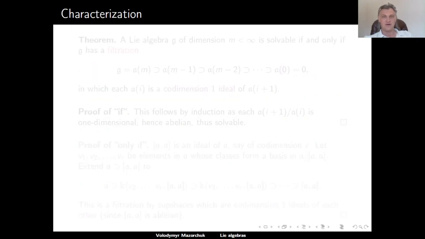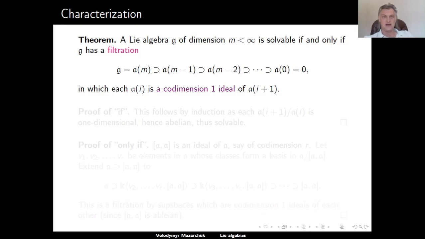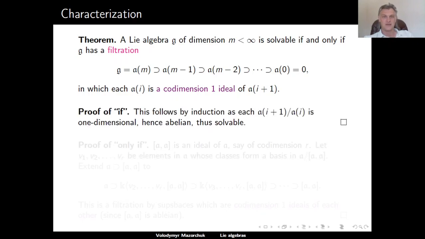So let's give yet another characterization of solvable Lie algebras. The claim is that a Lie algebra G of finite dimension M is solvable if and only if it has a filtration by subspaces such that each component of the filtration is a codimension 1 ideal in the previous component. The if part of the theorem is quite easy.